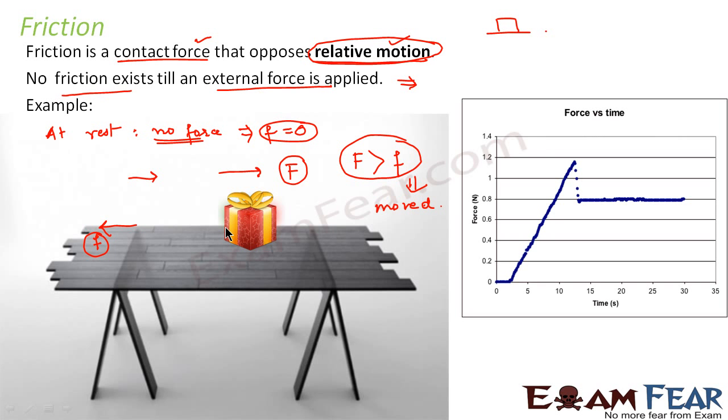So I hope now you are very clear with the basic idea of friction. What is friction? It is a contact force, that is, it comes into play only when two bodies are physically in contact with each other. Also, friction opposes relative motion, that is, motion of one body with respect to the other body. That is, in this case, let us suppose the box was the first body and the table was the second body. So friction opposes motion of the box with respect to the table.